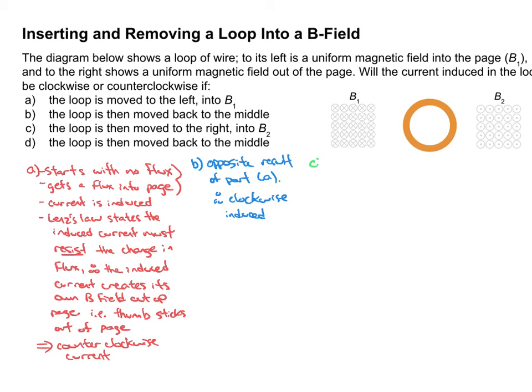Part C, what if my loop starts in the middle, it's got no flux in it, and then I move it towards the right, towards this other magnetic field which is coming out of the page? Well, it would be the same logic and reasoning as part A, once again, however, just opposite, because the flux is in the opposite direction. So again, this is just going to be the opposite result of part A. Therefore, this will be clockwise.